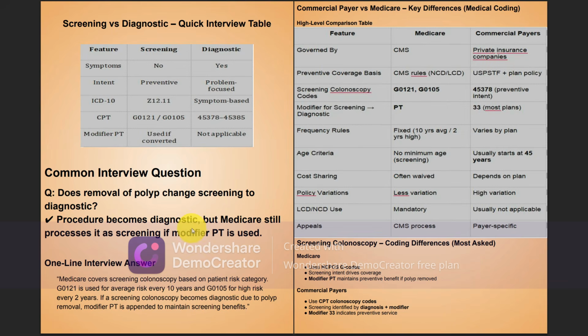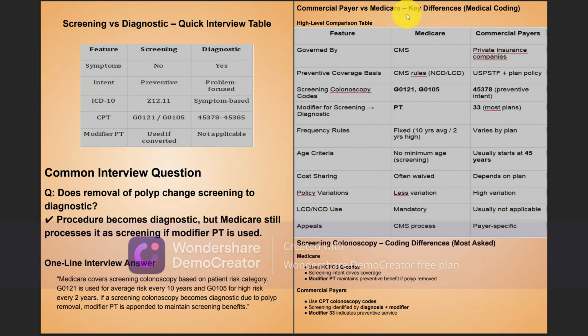The procedure becomes diagnostic, but Medicare still processes it as a screening if PT is used. One line interview questions are like that. Medicare covers screening colonoscopy based on the patient risk category. G0121 is used for average risk every 10 years and G0105 for high risk every 2 years. If a screening colonoscopy becomes diagnostic due to polyp removal, then modifier PT is appended to maintain the screening benefit. So we can use it this way.